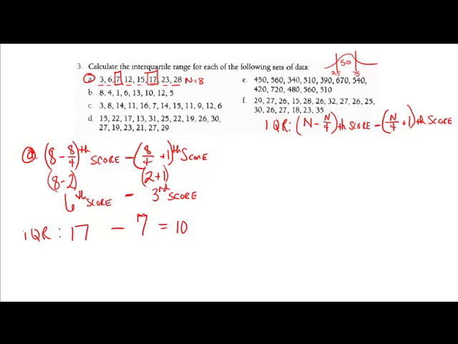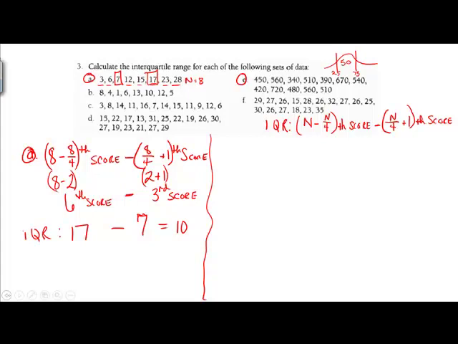Let's do one more. Got room for one more here. Let's do an interesting one. Let's do E. E looks a little scary because of all these numbers. So first thing we do is count the number of observations in our data. We got 1, 2, 3, 4, 5, 6, 7, 8, 9, 10, 11, 12. So n equals 12. So let's use our equation.